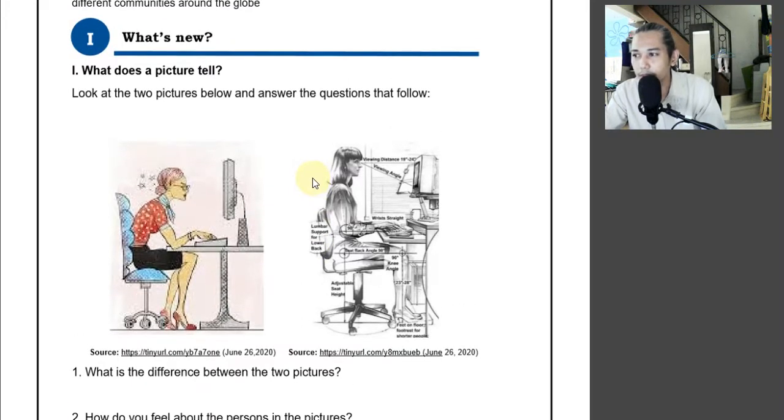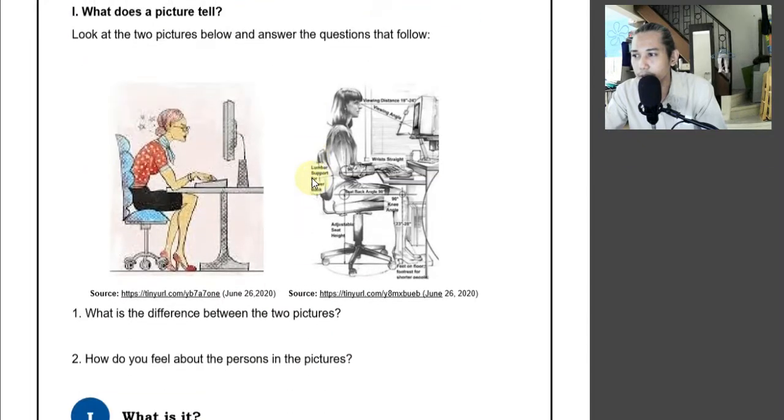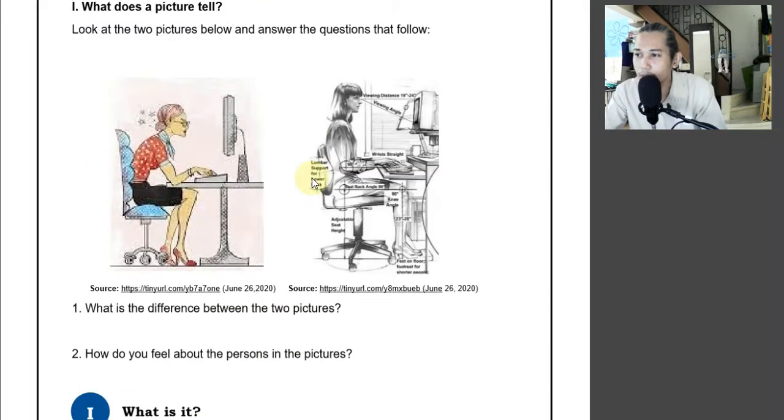I want you to look at the picture, guys, and answer this question. What is the difference between the two pictures? And how do you feel about the person in the picture? We can see here two women using a computer. In the first one, you can see she is crouching. Her feet are under the chair, not flat, she is on tiptoe. Her face is too close to the monitor, and her elbow rests on the table.